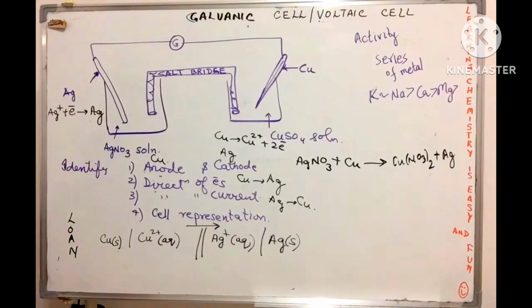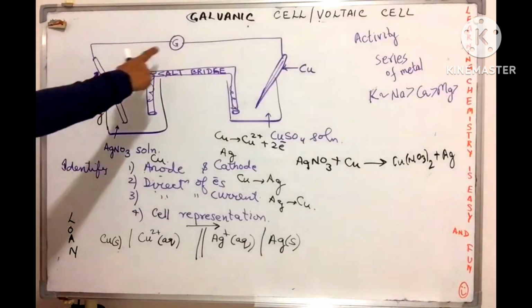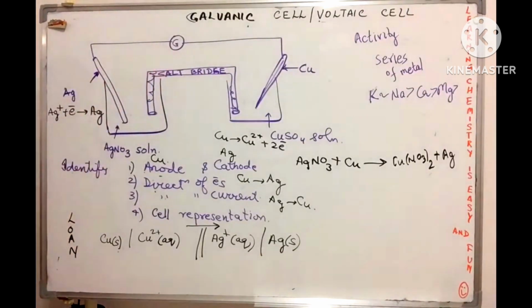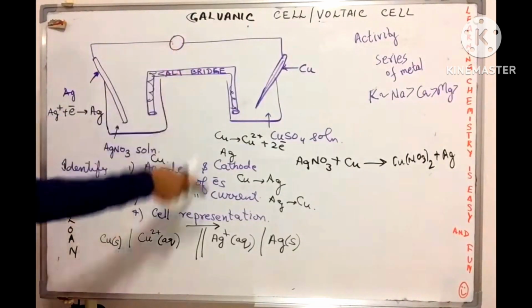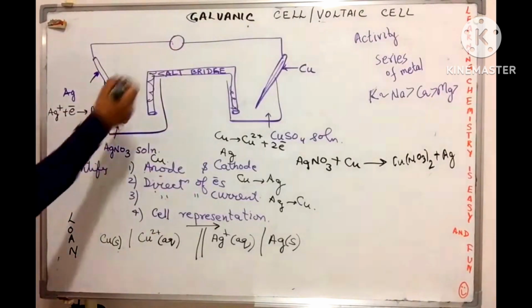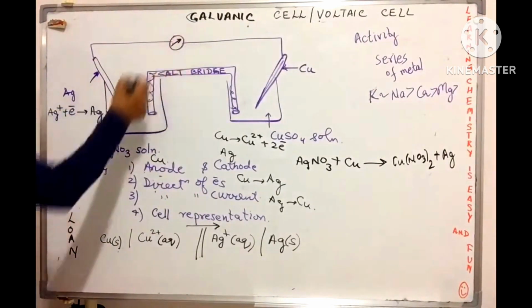Before I go on to electrode potential, let me introduce something interesting over here. Now, we've connected a galvanometer. Galvanometer is a device which is going to give us the direction of the current. Can you tell me in which direction the galvanometer needle will deflect? Very good. Yes, I know you can see the answer over there. Direction of current is from silver to copper.